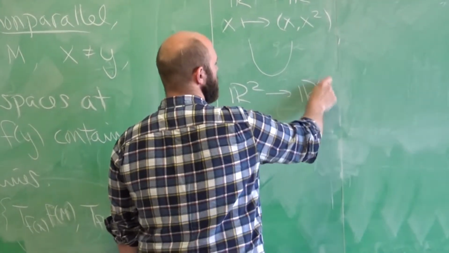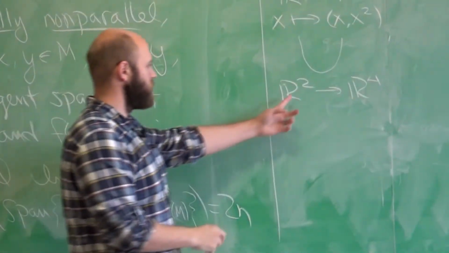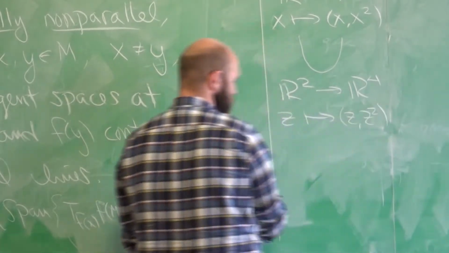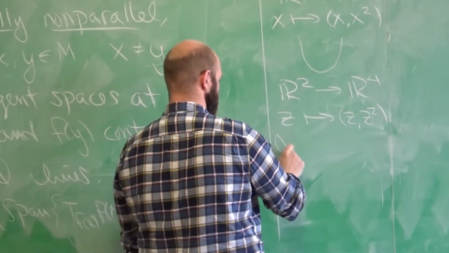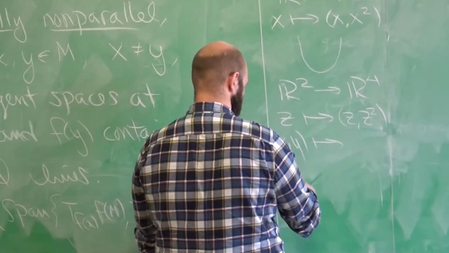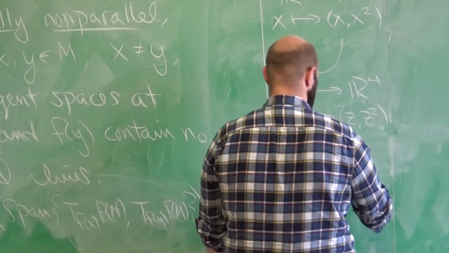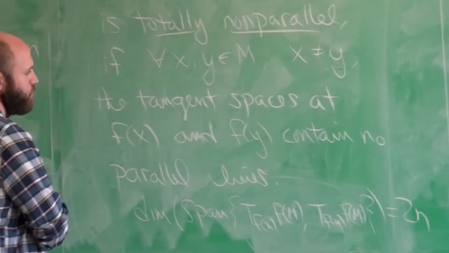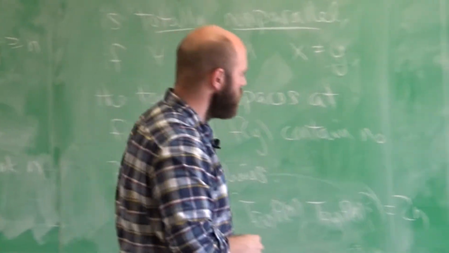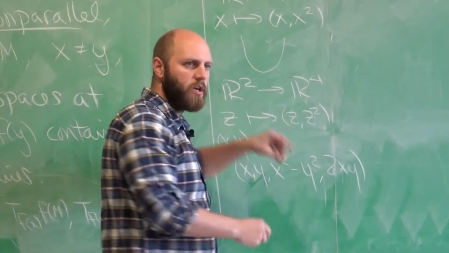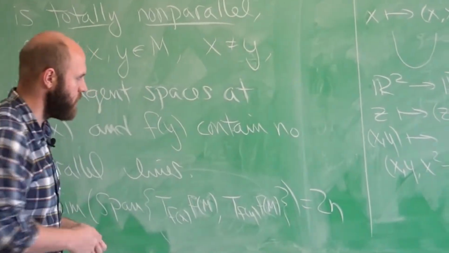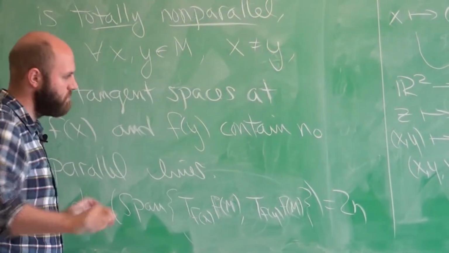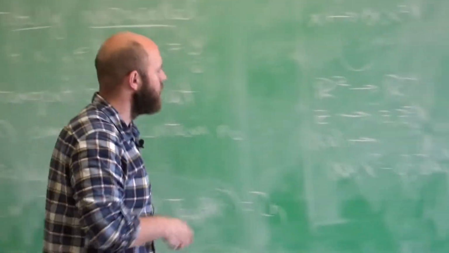And we could do something similar by associating these with complex space and considering this map, which in real coordinates is this. But this does not work if you consider quaternionic multiplication. If you try to do this for R^4 to R^8 with quaternions, that will not be totally non-parallel.